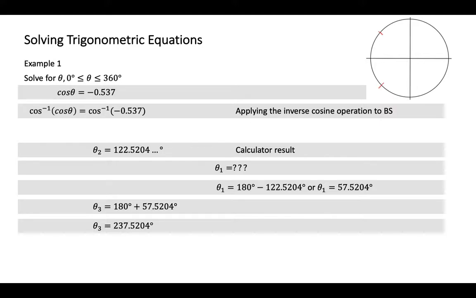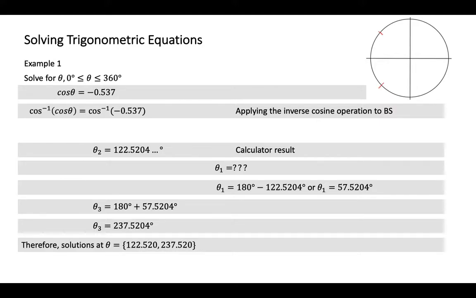237.5204 degrees. And for a final answer, I'm going to round these two results to 3 decimal places. Therefore, solutions at theta is equal to 122.520 degrees and 237.520 degrees. It matches the result of my picture having a quadrant 2 and quadrant 3 angle.